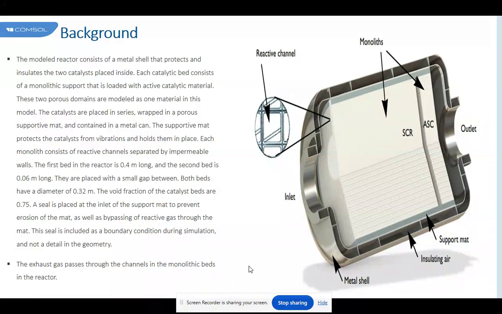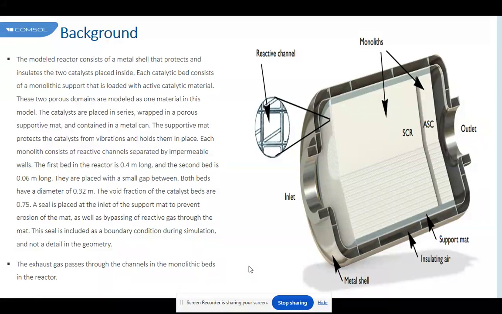impermeable walls. The first bed in the reactor is 0.4 meter long and the second bed is 0.06 meter long. They are placed with a small gap between. Both beds have a diameter of 0.32 meter. The void fraction of the catalyst beds is 0.75. A seal is placed at the inlet of the support mat to prevent erosion of the mat as well as bypassing of the reactive gas into the mat. This seal is included as a boundary condition during simulation and not as a detail in the geometry.